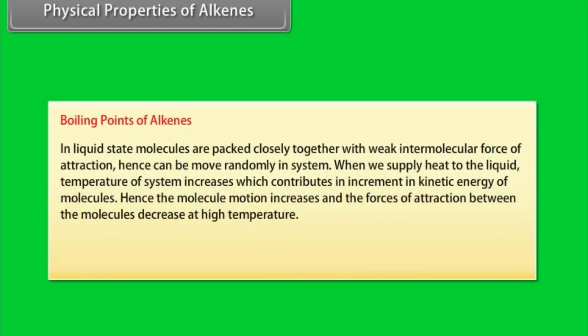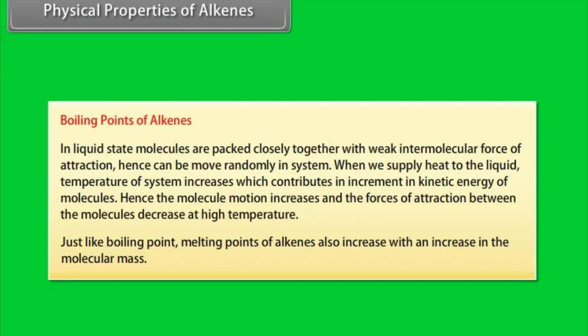Boiling points of alkenes. In the liquid state, molecules are packed closely together with weak intermolecular forces of attraction, hence they can be moved randomly in the system. When we supply heat to the liquid, the temperature of the system increases, which contributes to the increment in kinetic energy of molecules. Hence, the molecular motion increases and the forces of attraction between the molecules decrease at high temperature. Just like boiling point, melting points of alkenes also increase with an increase in the molecular mass.